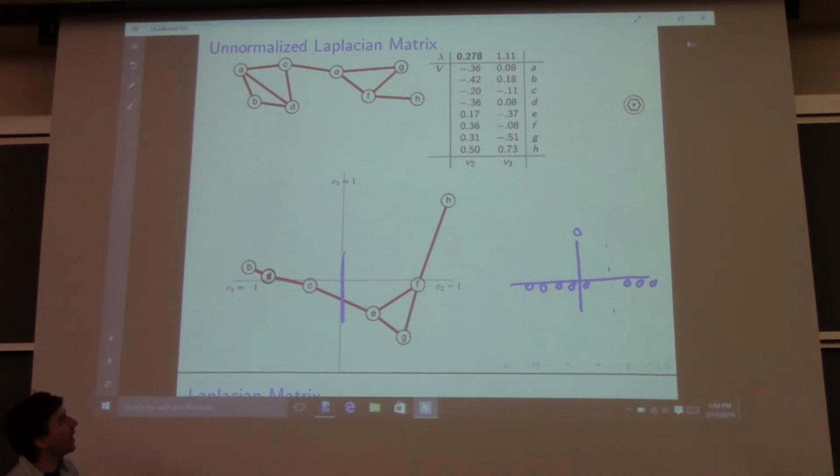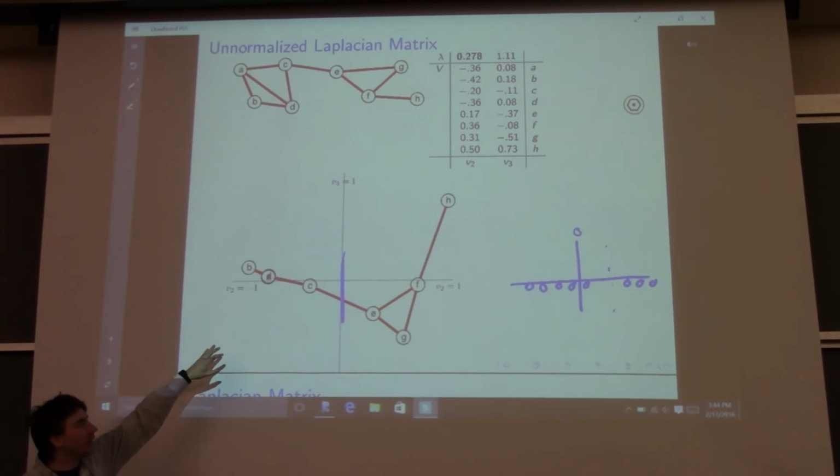Okay, and then if I look at the third eigenvector too, then I can draw based on that, and then I get a two-dimensional picture.